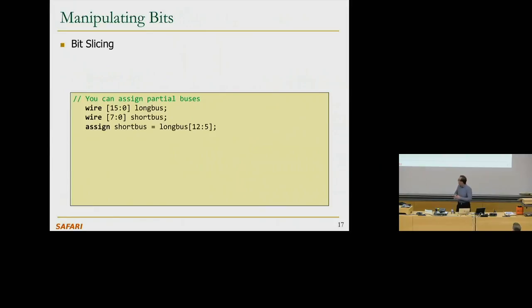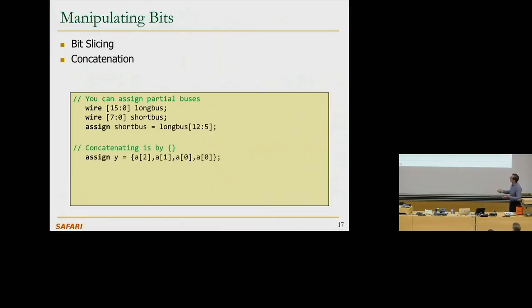So you can do bit slicing, which is this. Basically, you have a long bus, and you have a short 8-bit bus. Basically, you can assign 8 bits to the short bus by slicing some bits of the long bus. Basically, the 8 bits here get bits 5 through 12 of the long bus. Okay? You can pictorialize this, but I think it's simple.